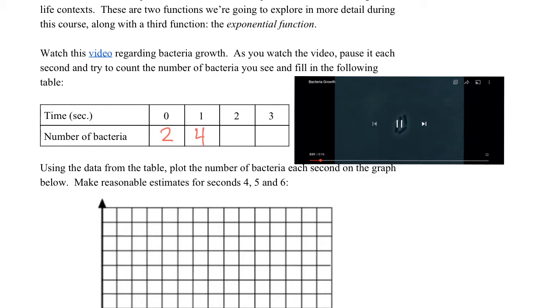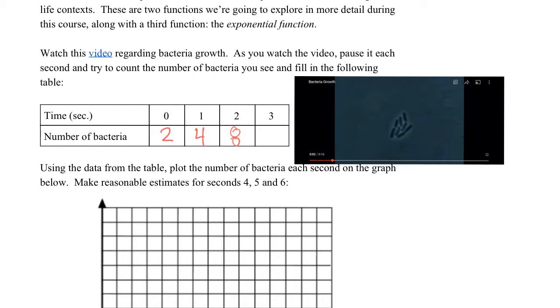All right, so let's keep going. I'm going to stop it at 2 seconds. There's 2 seconds. It's actually a little bit easier to see now. Let's take a look. I got 1, 2, 3, 4, 5, 6, 7, 8 bacteria. You know, I'm starting to see a pattern here.